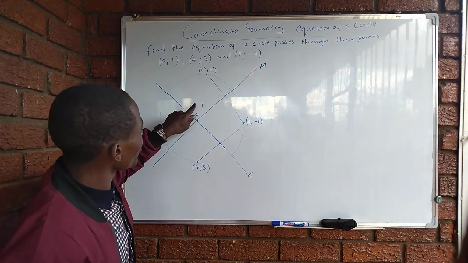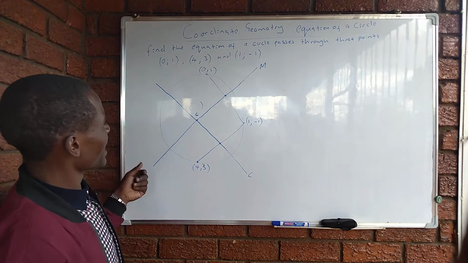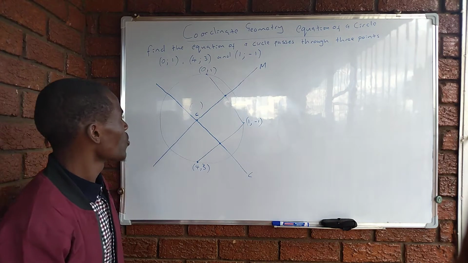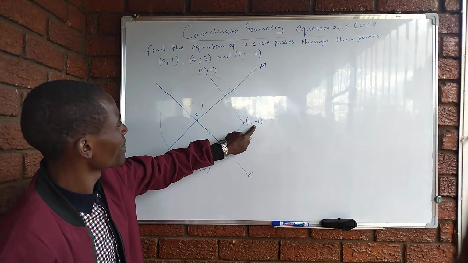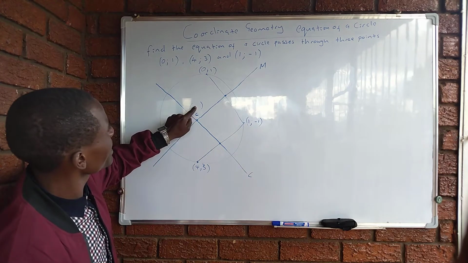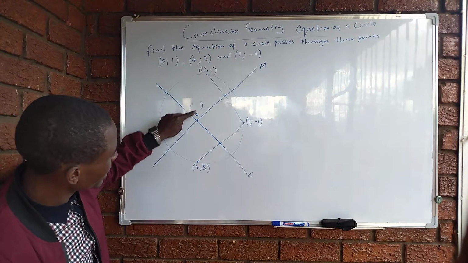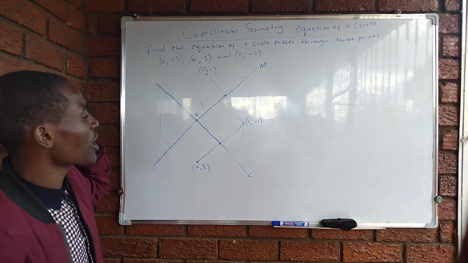Given the coordinates of the center, we need the radius. We have the coordinates of the center and one point on the circle, so we find the distance between those 2 points. That distance is the radius.